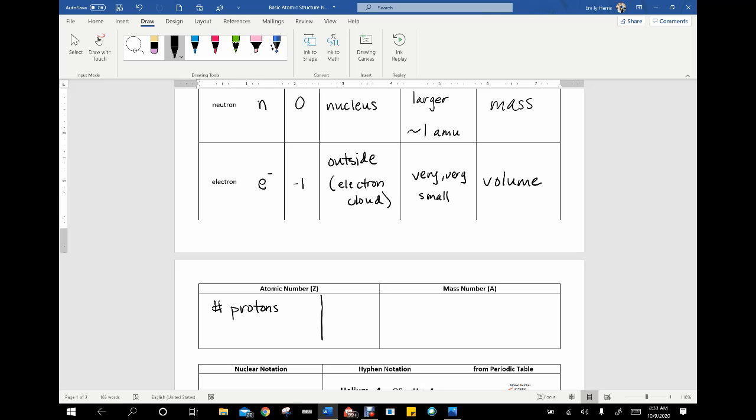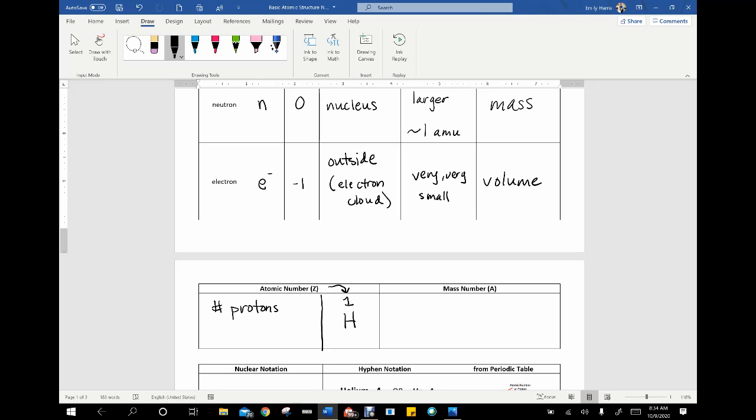Now, on the periodic table, this number of protons, or atomic number, is going to be located at the top of the periodic table. So for example, if you look at hydrogen, we'll just kind of start easy. There is a 1 above him on the periodic table. That is his atomic number, and that means that hydrogen has 1 proton. If you were to look at helium, He, you would see the number 2 on top of him. That means he has 2 protons.